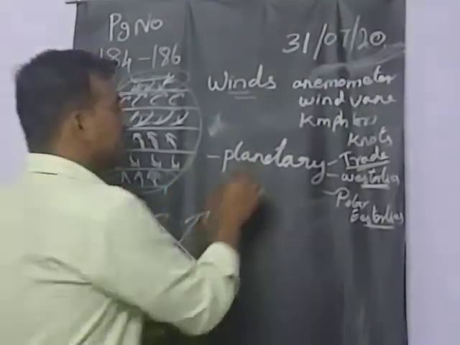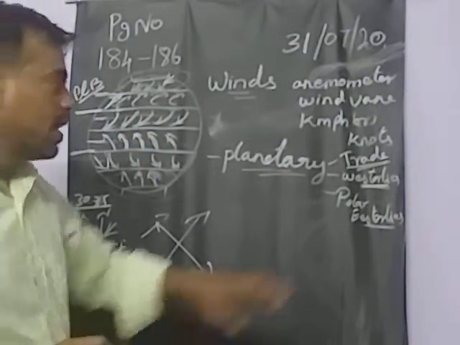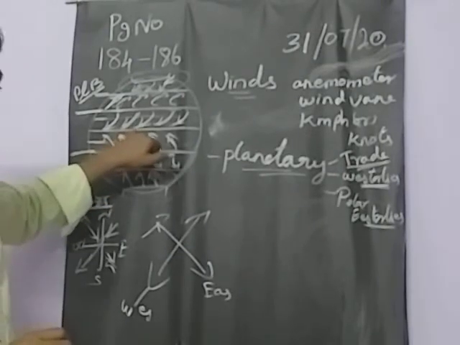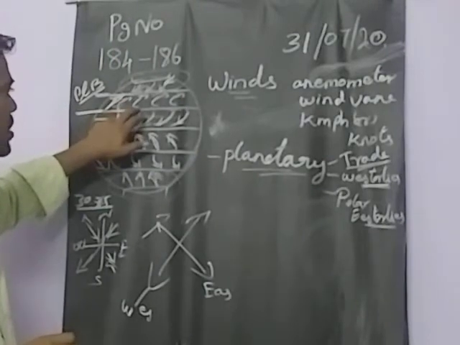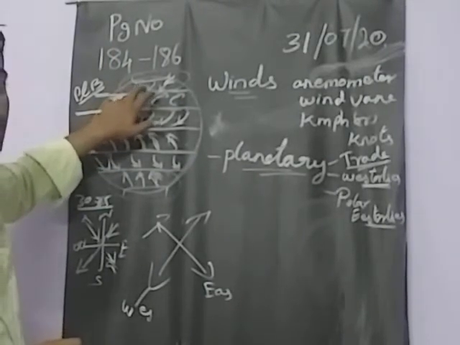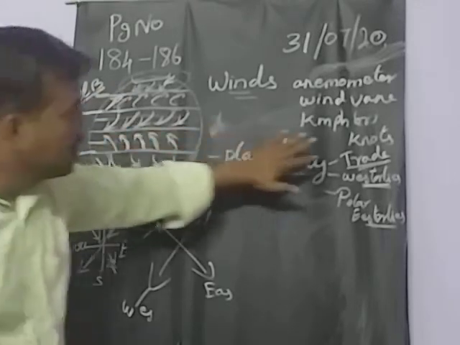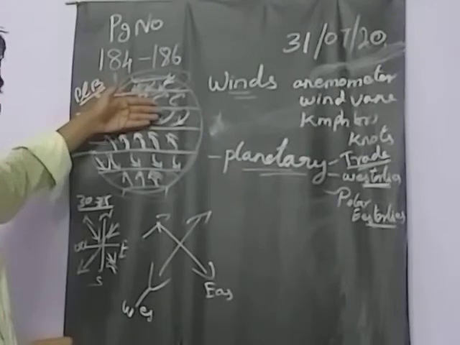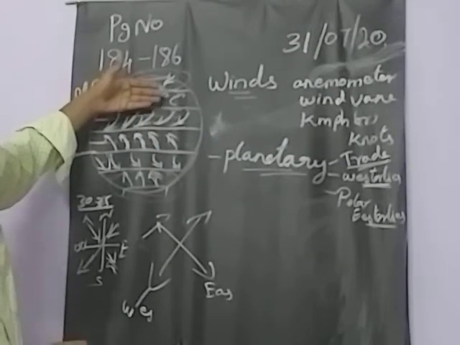All these winds come under planetary winds. You got it? Trade wind means from the subtropical high pressure belt to the equatorial low pressure belt. Westerlies means from the subtropical high pressure belt to the polar low pressure belt. The same happens in the trade winds, westerlies and polar winds, everything. In the southern hemisphere also the same thing happens, and in the northern hemisphere also.